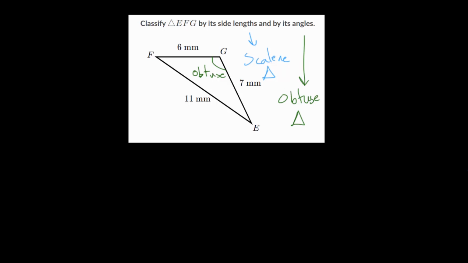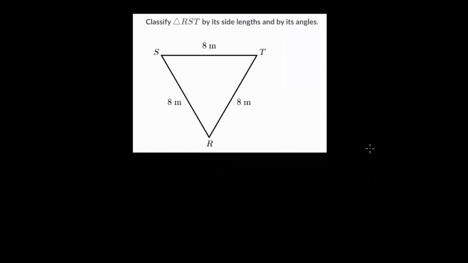So let's look at a couple more examples. So this triangle right here is a little bit tricky. Now, what you can notice is that all the side lengths are the same. So going by that, we can call this equilateral. So it's definitely an equilateral triangle.